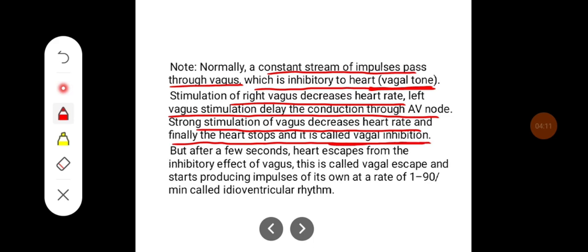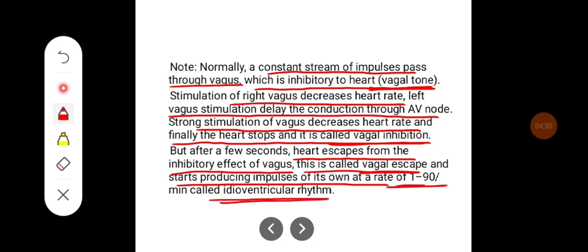vagal inhibition. But after a few seconds, the heart escapes from the inhibitory effect of the vagus, and this is called vagal escape, and it starts producing impulses of its own at the rate of 20 to 40 beats per minute, which is called idioventricular rhythm.